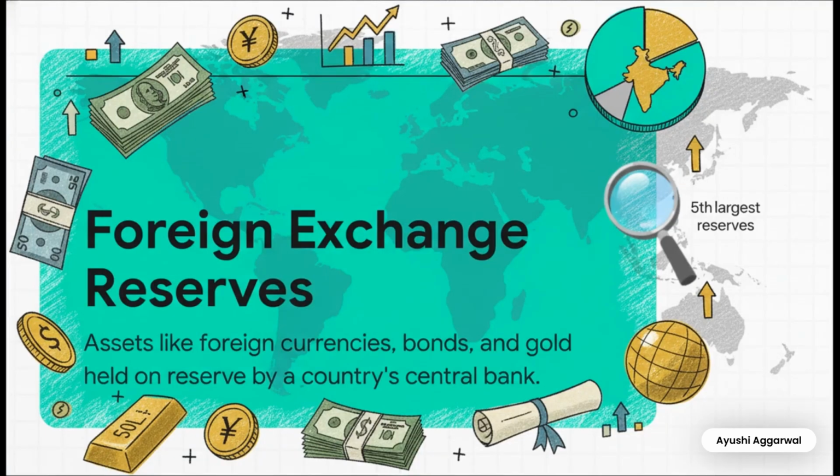So what are they officially? Well, they're basically assets, like foreign currencies, especially the US dollar, plus things like foreign government bonds, and of course, gold. The RBI holds on to these reserves for some really important reasons, like making international payments and keeping our currency values stable. And here's a cool fact for you. According to the IMF, India holds the 5th largest Forex reserves in the entire world. That's a pretty big deal.